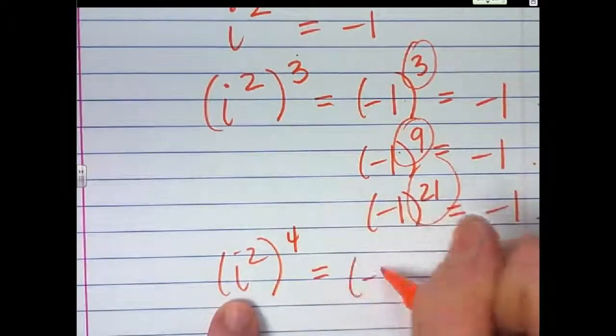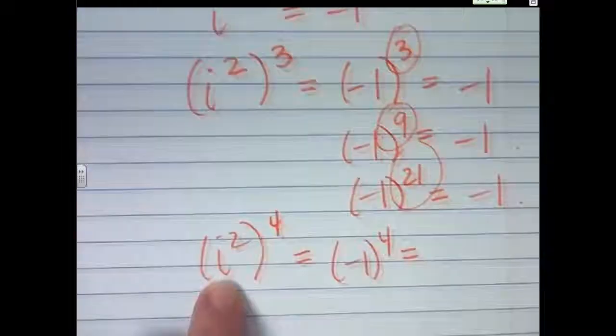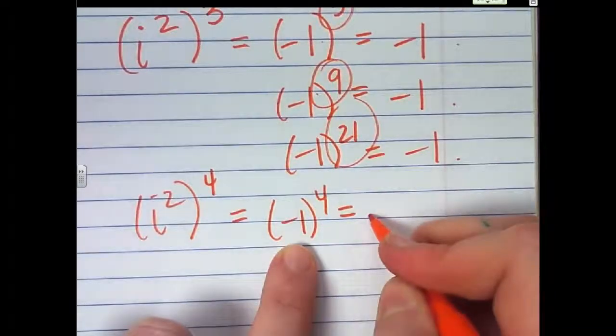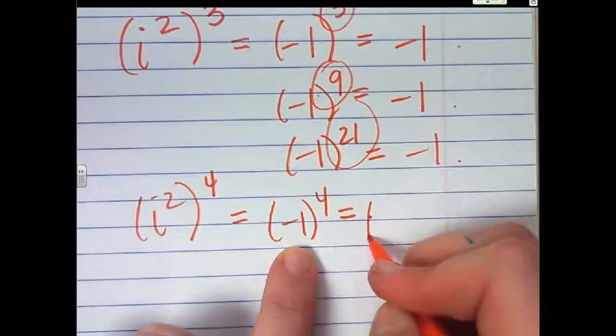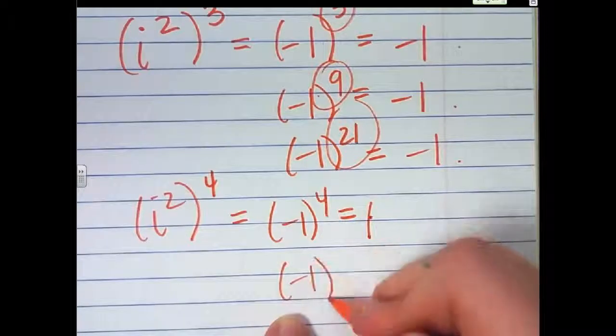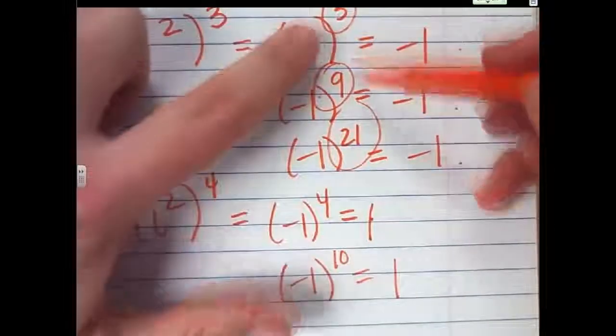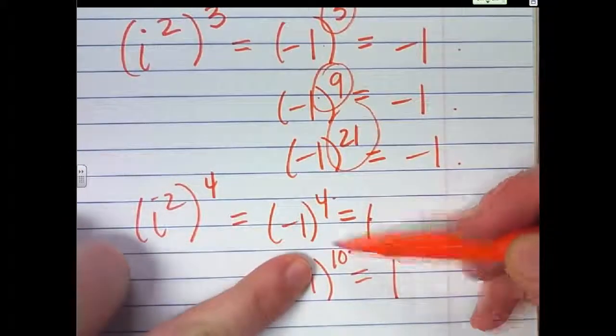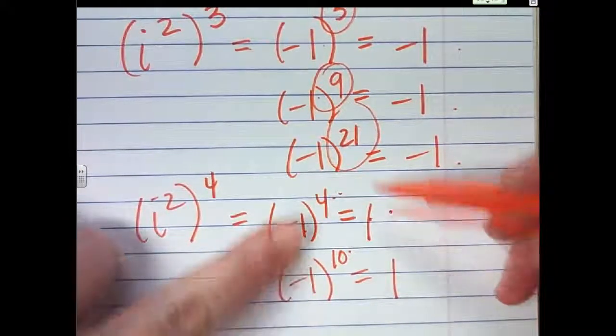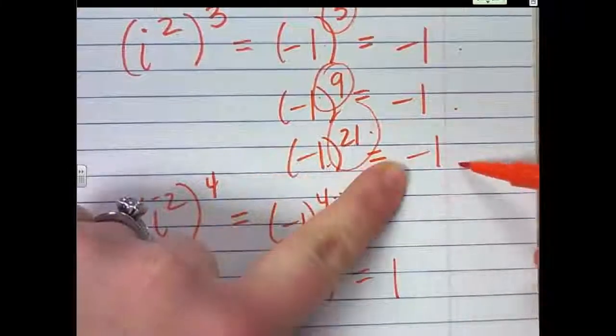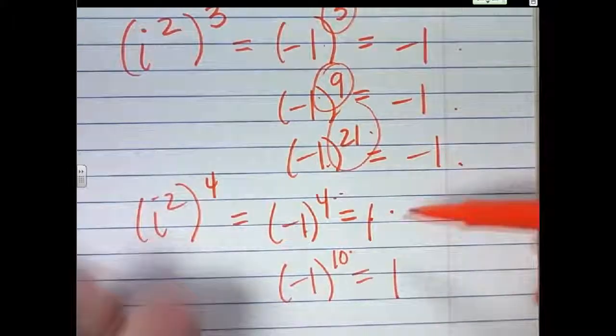What if I have i squared to the second? You don't have to write all this down yet. This would be negative 1 to the 4th. What does this equal? Positive 1. What if I have negative 1 to the 10th? Positive 1. So when you do negative 1 to an even power, it's positive 1. When you do negative 1 to an odd power, it's negative 1. Okay, so that's kind of the start.